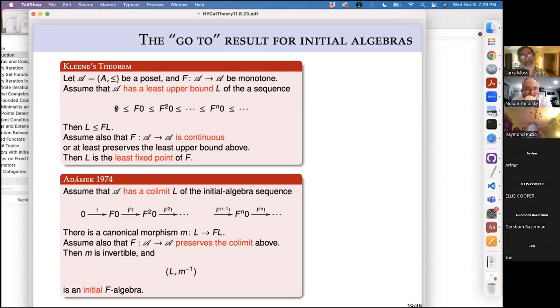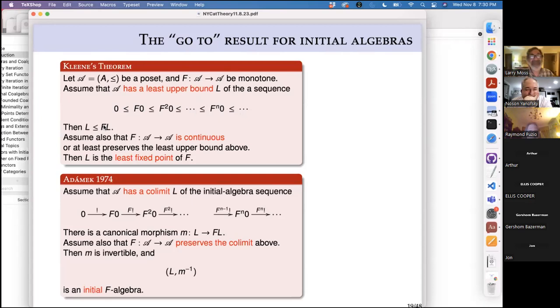And supposing it has a least element 0, so at least it's less than F of 0, and that means you start iterating the function and it's going up, possibly with equal, but it's going up, up, up, up. And suppose that the poset is so good that it has a least upper bound to this. So if it has a least upper bound L, then for very general reasons, L is going to be less than F(L). So you check that yourself.